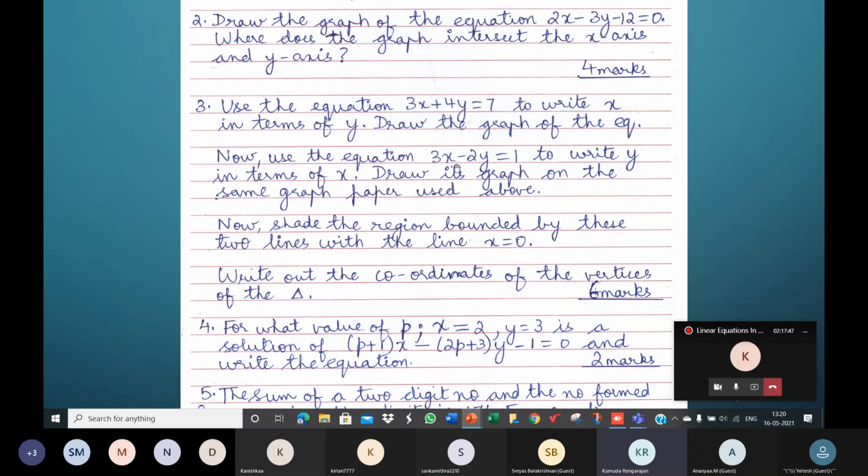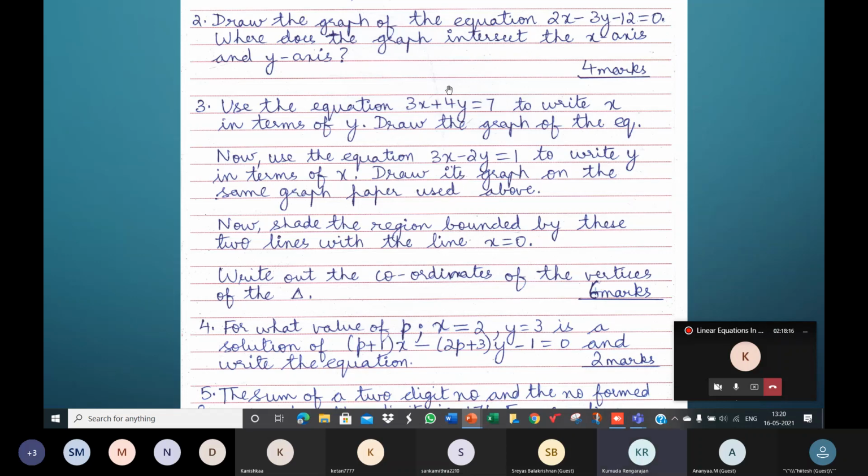Now use this equation. You should use this equation now, and you should write y in terms of x. Draw its graph on the same graph paper. Then you must shade the region bounded by these two lines and the line x is equal to 0. That is the y-axis. X is equal to 0 is the y-axis. And finally, you must write out the coordinates of the vertices of the triangle formed.